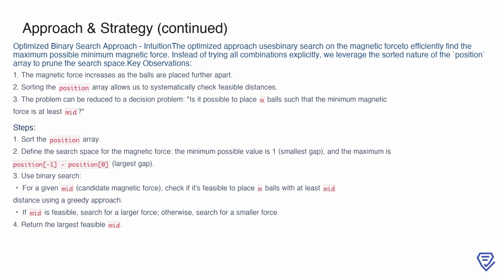To do this, we first sort the position array, which allows us to define the search space for the magnetic force. The smallest possible force is 1, representing the smallest gap between adjacent baskets, and the largest possible is the difference between the first and last elements in the sorted array. Using binary search, we iteratively test a candidate force, mid, and use a greedy approach to check its feasibility. If placing the balls with at least mid distance is possible, we search for a larger force; if not, we explore smaller values. This systematic pruning of the search space makes the method highly efficient.